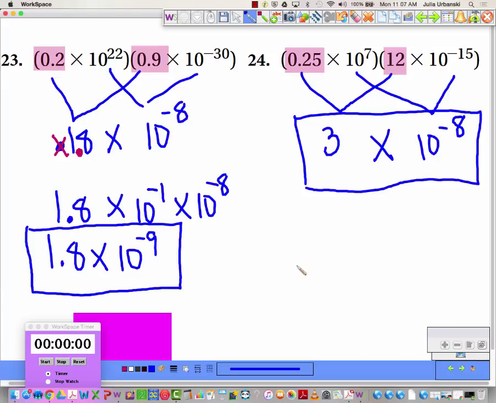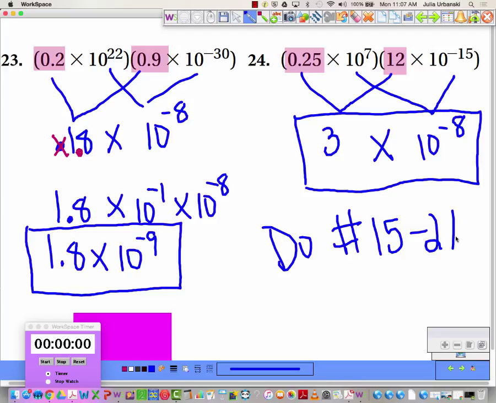Turn the page, and while I stamp your homework, I want you to do the bottom 5 questions on the last page. Some of them are already going to be done after your first step. Some of them are going to require you to go one step further. Do number, I think it's 15 through 21, but I'm going to double check. 15, 16, 17, 18, 19. Okay. 21, read that word problem. Read it carefully, and see what you should do.